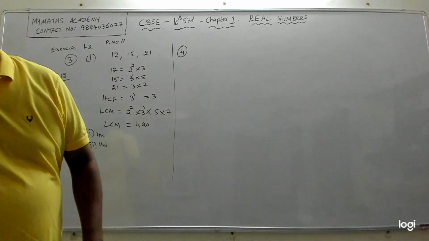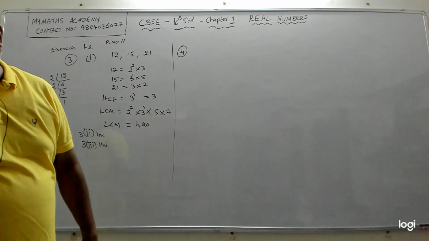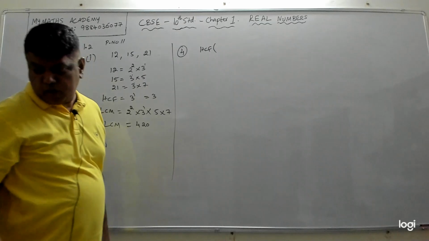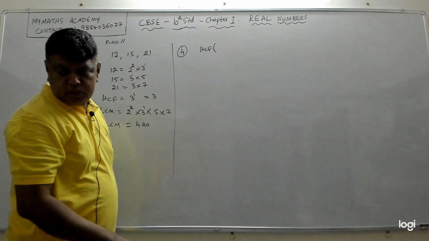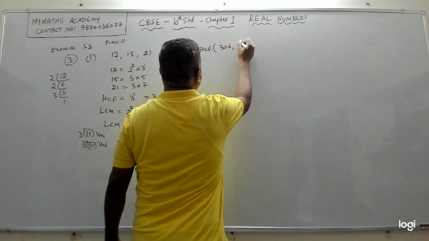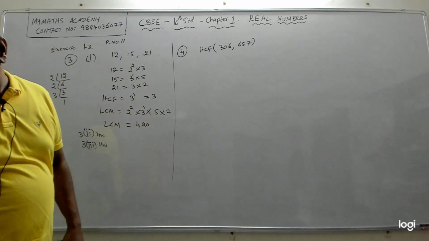Fine. Now, the next one is the fourth problem: HCF of 306 and 657 is equal to 9.